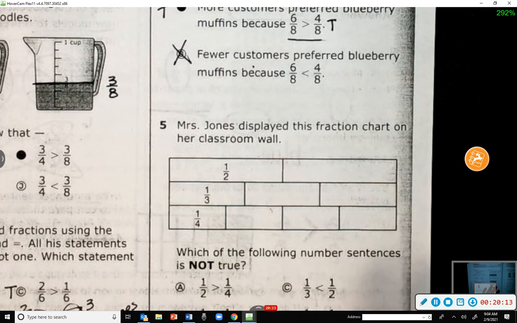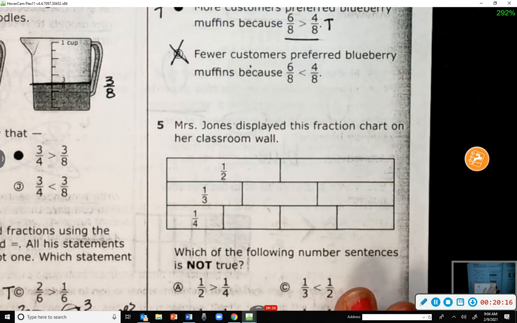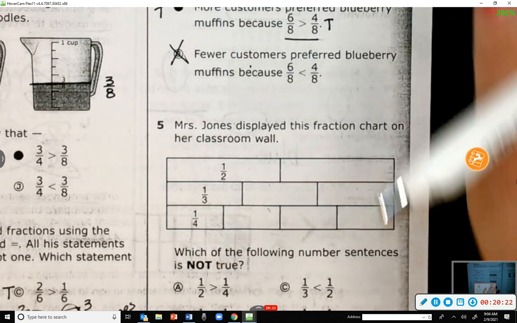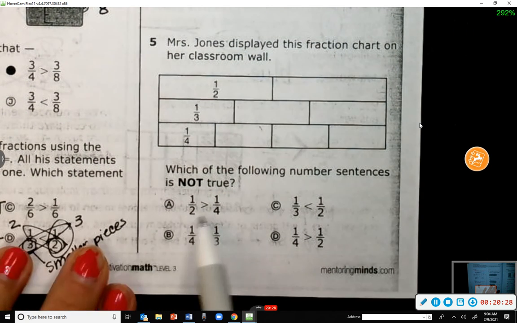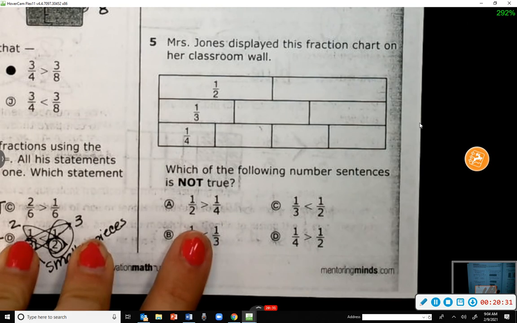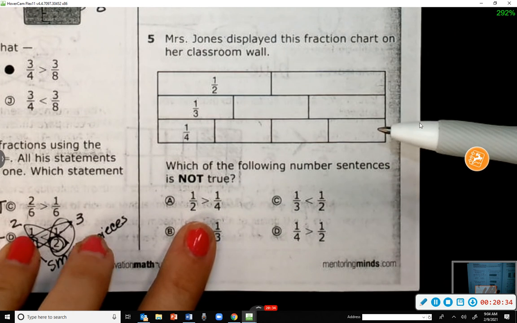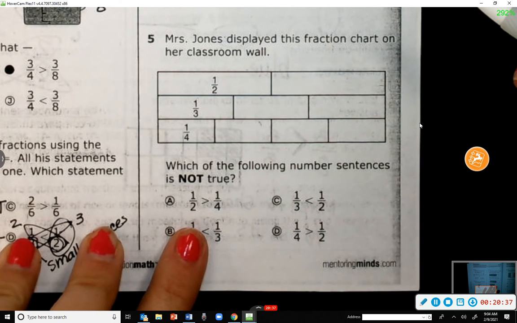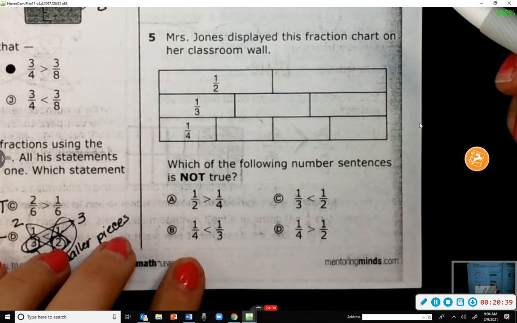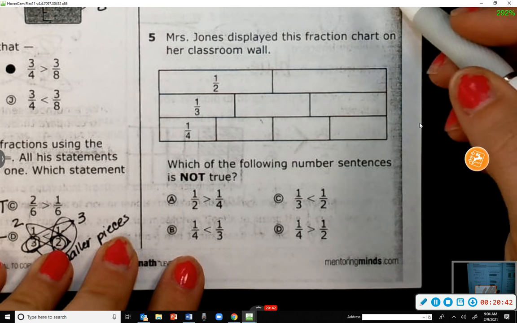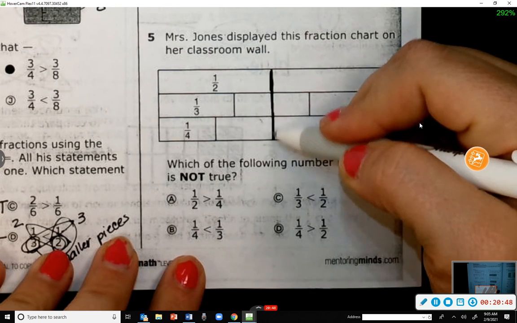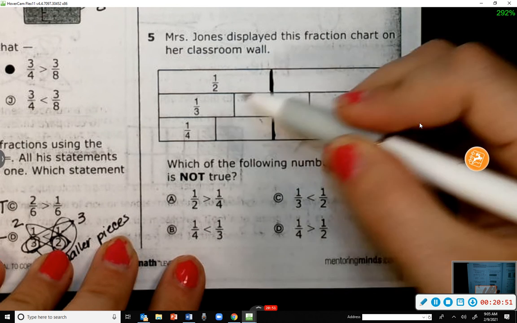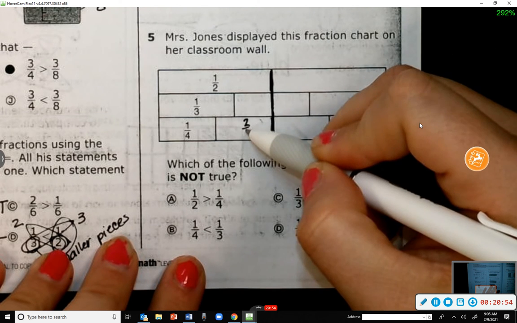Last one. Mrs. Jones displayed this fraction chart on her classroom wall. Which of the following number sentences is not true? So again, we're going to label T and NT. 1/2 is greater than 1/4. How could we prove that using the fraction strips? Bryson? Prove that because if you go from very top straight down, it's not equal. Okay, so here's 1/2. I go straight down. Does it match up with 1/4? No. It matches up with 2/4, but not 1/4.